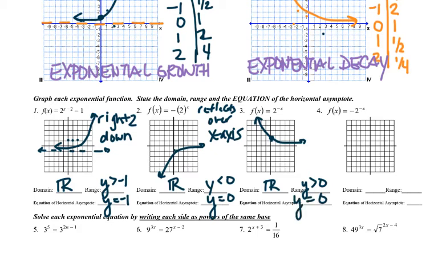And then negative 2 to the negative x is going to reflect over the x and over the y. This turns out to be like this. So this is all real numbers again. Y is less than 0, and the horizontal asymptote is y equals 0.